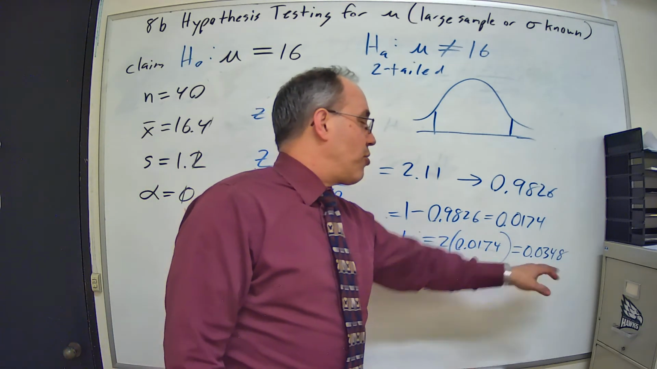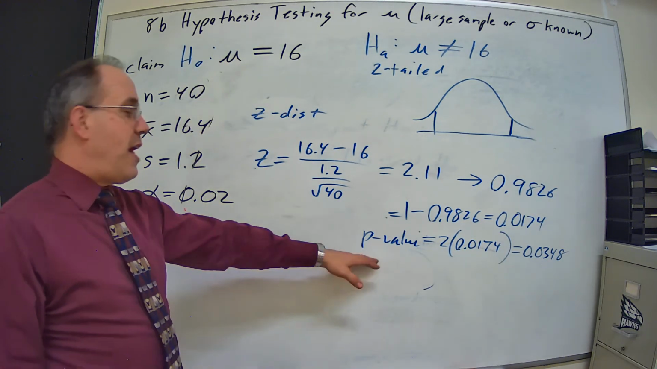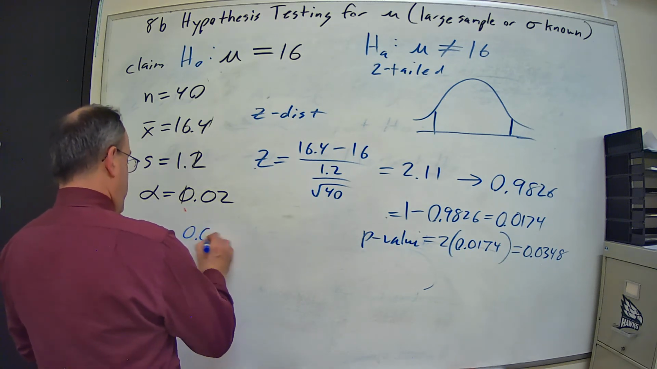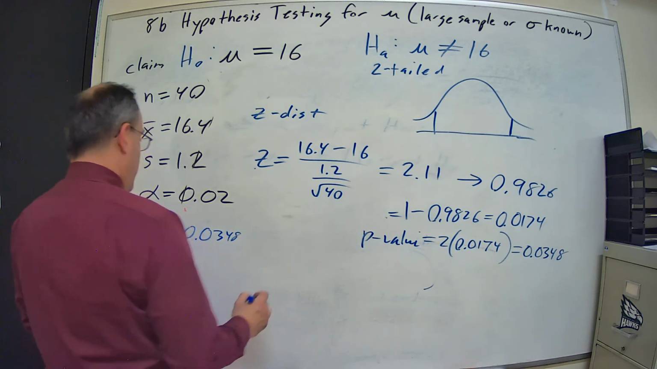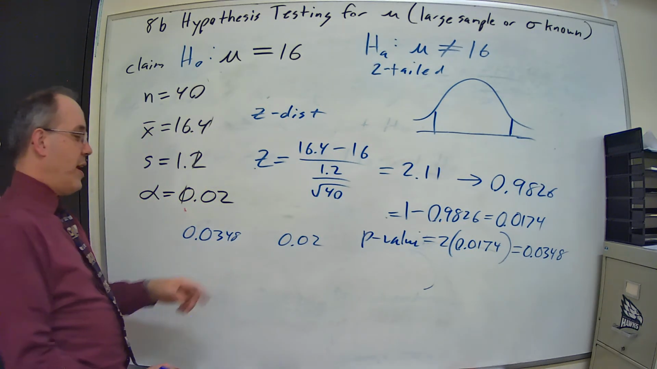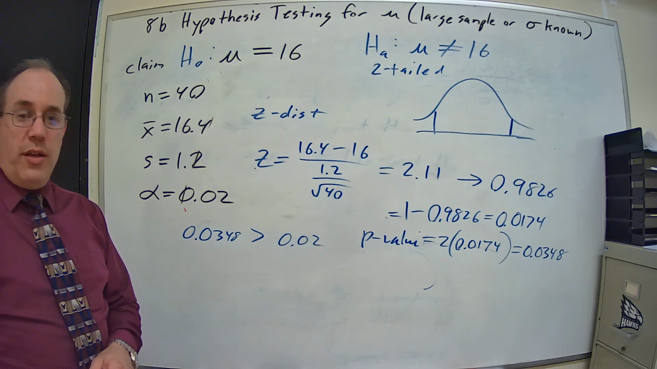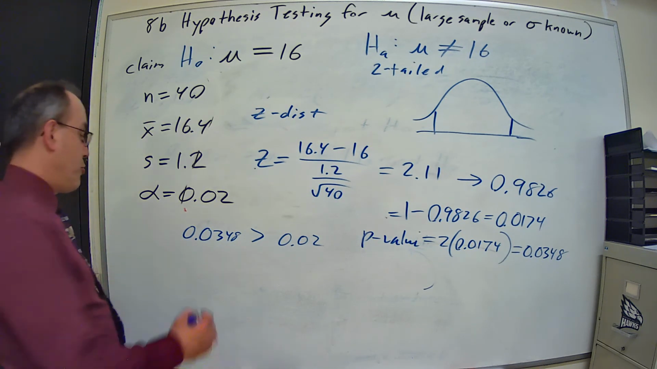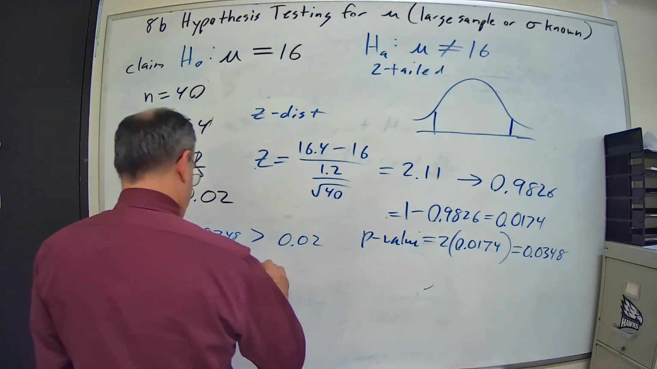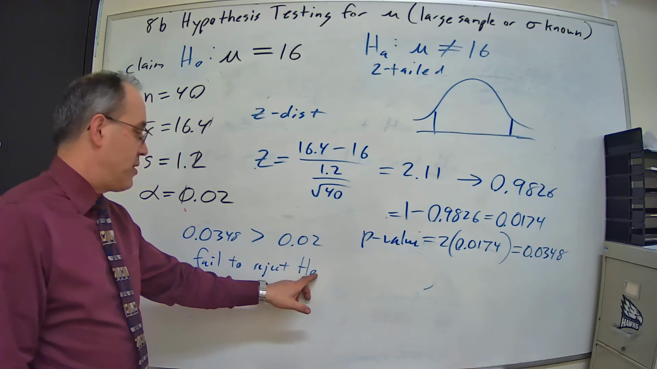So we have 0.0348. Now, when we compare our p-value to our significance level, we have 0.0348 versus 0.02. 0.0348 is greater than 0.02. Therefore, we failed to reject the null hypothesis.